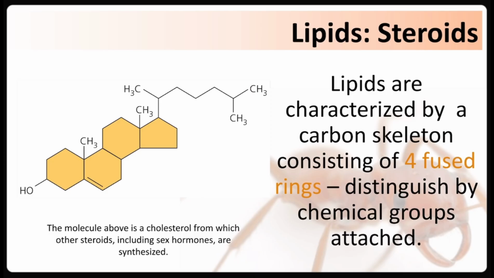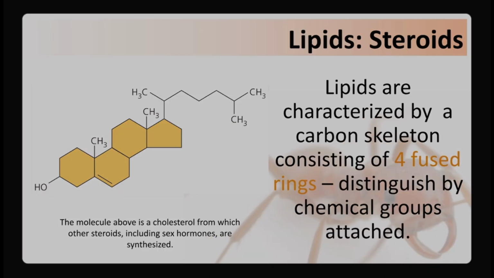Okay? Steroids, they are lipids with a structure made up of 4 fused carbon rings instead of fatty acid chains. Now, different chemical groups attached to these rings will give each steroid its unique function, such as cholesterol, testosterone, and estrogen. We're gonna take a look at that one, how their structure looks like later. Okay? The rigid ring structure makes them important for cell membrane stability and as signaling molecules in the body.